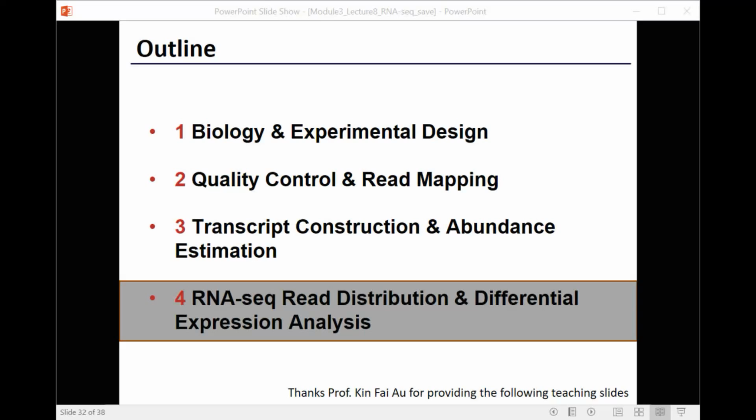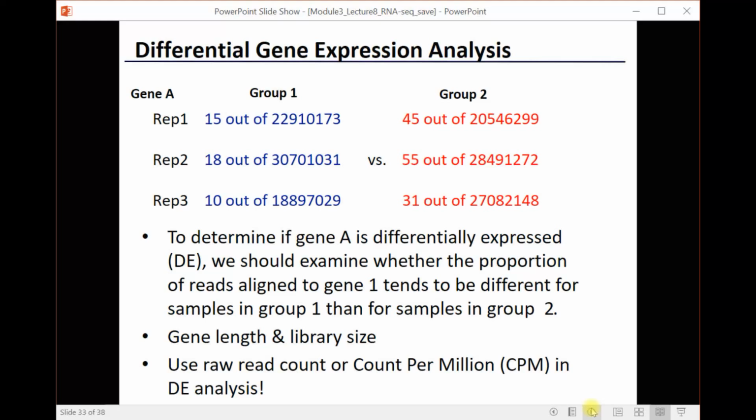Next, I will talk about the RNA-seq read distribution and the differential expression analysis. Here, again, I will show you an example with gene A and with 3 replicates in each condition to compare 2 conditions. The 2 groups can be, for example, normal versus tumor, or control versus drug treatment, or developmental stage 1 versus developmental stage 2.